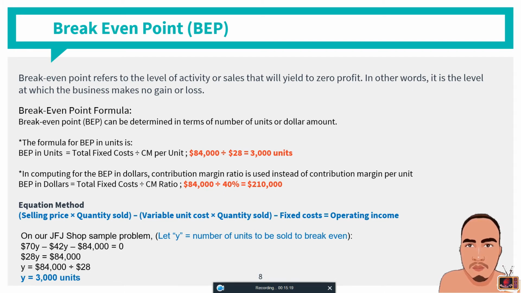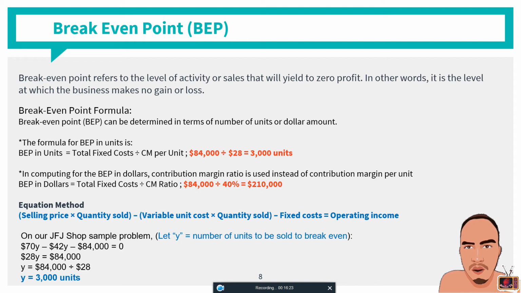Okay. In computing the break-even point in dollars, or whatever your currency is, the contribution margin ratio is used instead of contribution margin per unit. So the formula is break-even point in dollars equals total fixed cost divided by the contribution margin ratio. The total fixed cost in our example is $84,000. So we divide it by 40%, our contribution margin ratio. It would equal $210,000.